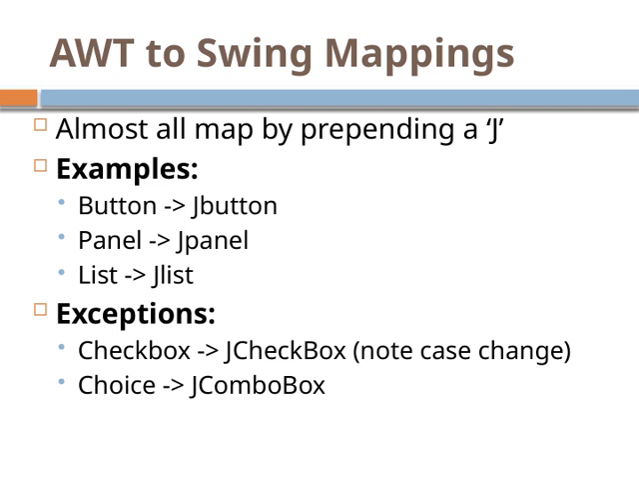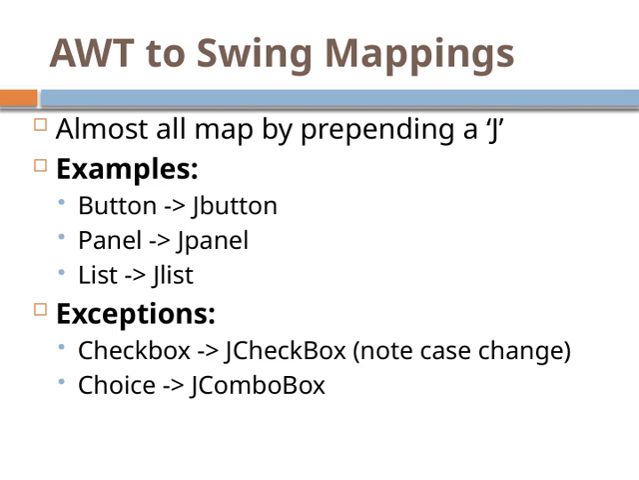The list component in AWT is replaced by JList in Swing. Now, there are a few exceptions to this pattern that are worth noting. For instance, the AWT checkbox becomes JCheckbox in Swing, and you'll notice that the case changes here. It's more than just adding a J. Another example is Choice, which maps to JComboBox in Swing.